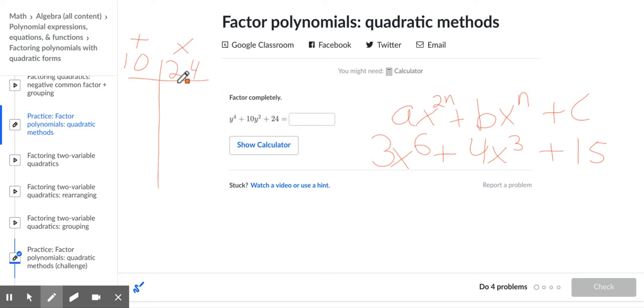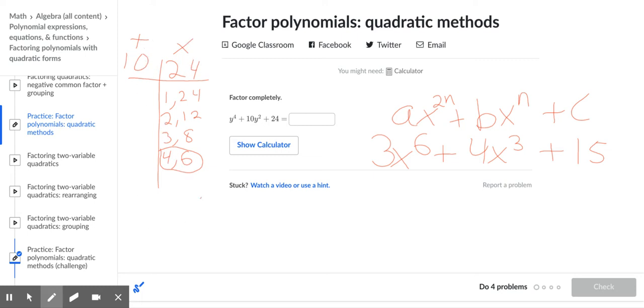So we're looking for something that multiplies to 24, adds to 10. So we're going to list out our factors of 24 until we find something that adds to 10, just like we've been doing. So that would be 1 and 24, which isn't going to work, but I'm writing it anyway. 2 and 12, also not going to work. 3 and 8. 4 and 6. There we go. 4 and 6. That adds to 10, right? 4 and 6 multiplies to 24 and adds to 10. So that's what we're going to do.